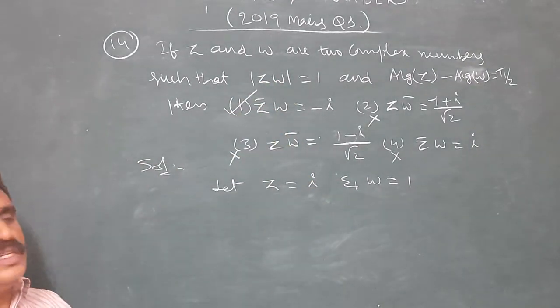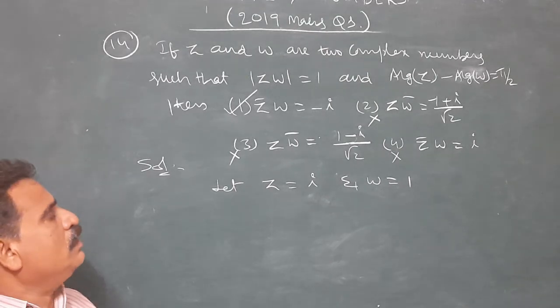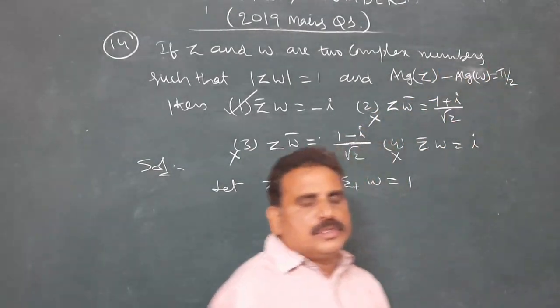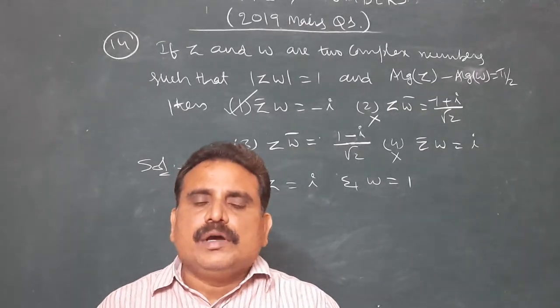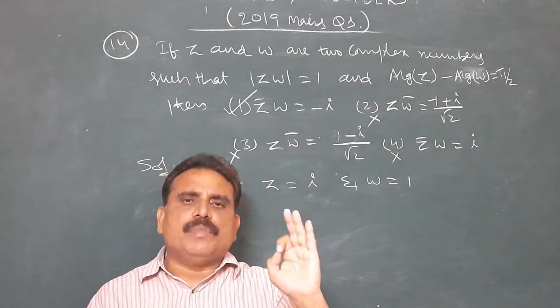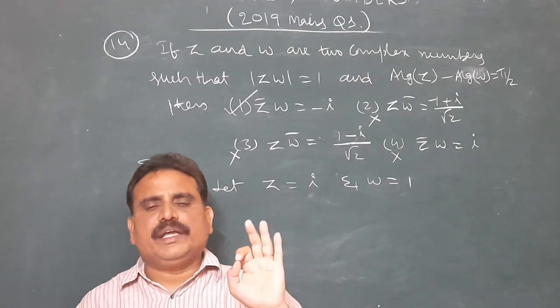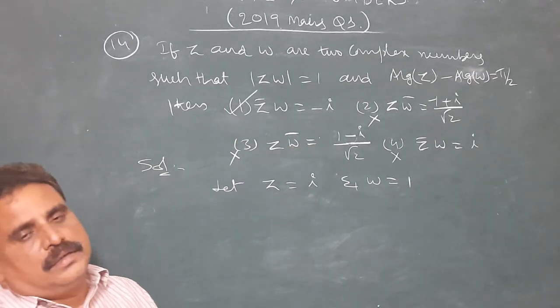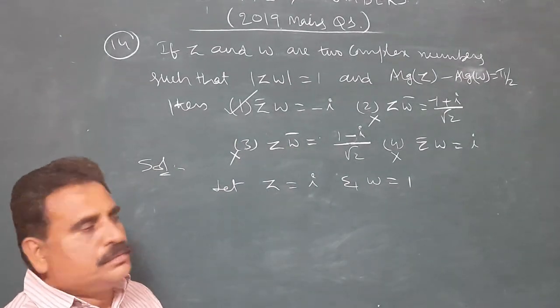But how to solve this problem? We can easily solve that. Argument of z by w equal to pi by 2. That means z by w, whose argument is pi by 2, is purely imaginary. z by w can be taken as some lambda i. We can easily get the correct answer.